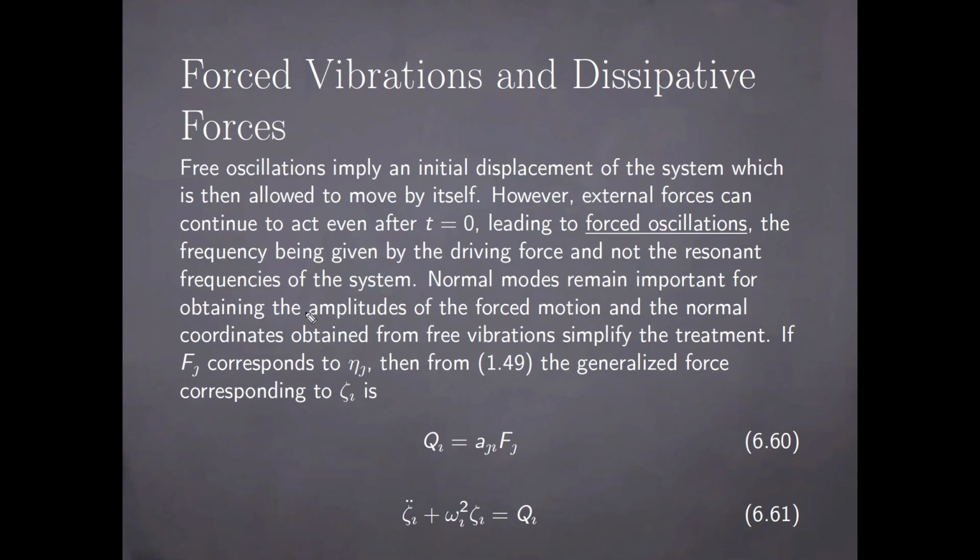Normal modes remain important for obtaining the amplitudes of the forced motion, and the normal coordinates obtained from free vibrations still simplify the treatment. So if we have the components of the force Fj corresponding to a coordinate eta j, then from equations 149 we can write the generalized force corresponding to a normal coordinate zeta I according to the transformation here, and the corresponding equation of motion is immediately the one given below.